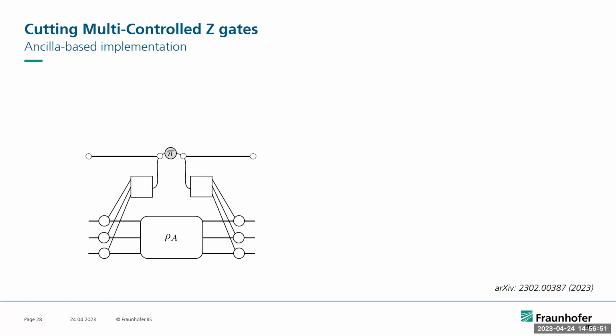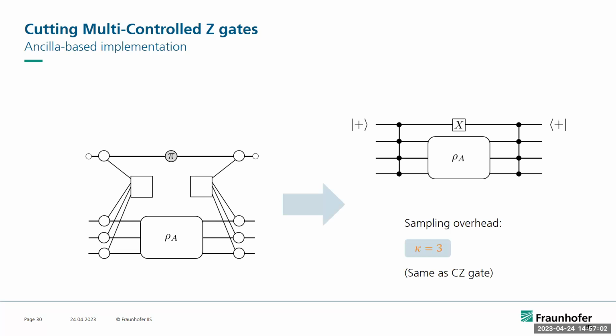And this is, of course, a circuit. We also shift the connections to the Hadamard box to the right. And this is a circuit with one ancilla qubit, and we measure the Pauli X observable on the ancilla qubit. And if we do that and contract all the other spiders, then we find a decomposition of a general multi-qubit controlled Z gate with a sampling overhead of kappa equals 3.